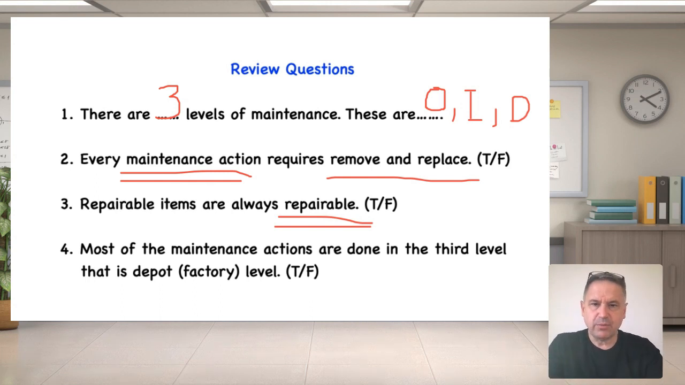The last question: most of the maintenance actions are done at the third level, the depot level. Do you remember the numbers? 75 of them at the organizational level. We sent only 12 of them to the depot level. It means 88 of them, most of the maintenance actions, are carried out at the organizational level and intermediate level. I think you like it. You understand the concept? Thank you very much.